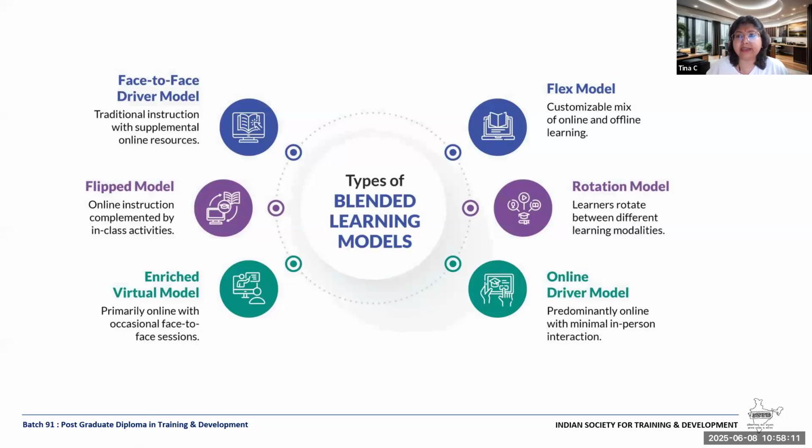Now, who can tell me? Let's take the diagonal, okay? Diagonal is the face-to-face driver model and the online driver model. So if I take the diagonal, can somebody take a guess? What is the difference between the face-to-face driver model and the online driver model? So face to face, maybe the classroom when a trainer is present in the classroom, and online is like the trainer is there, but he's in the online mode.